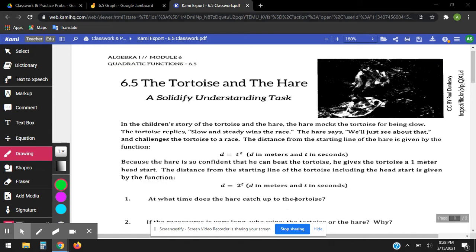Hi, this is Algebra 1, Module 6, Lesson 5, The Tortoise and the Hare.